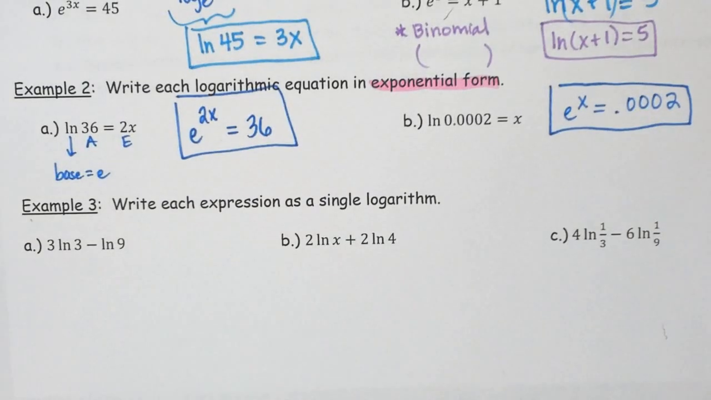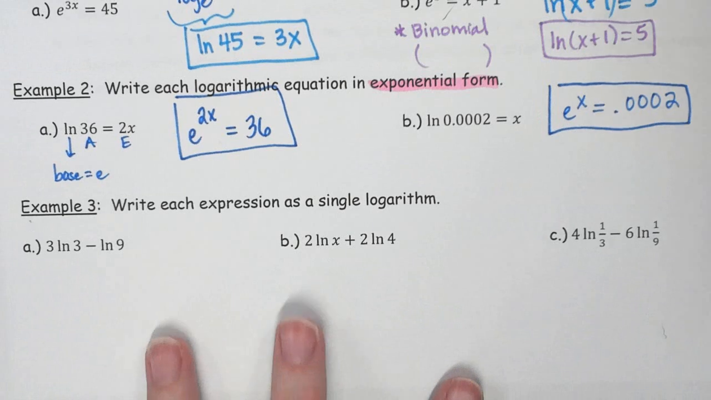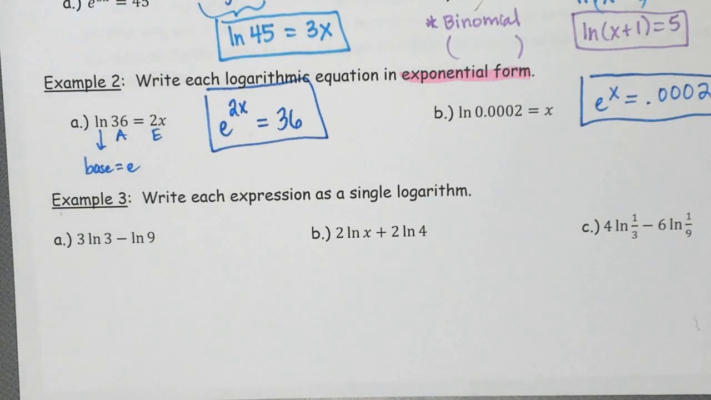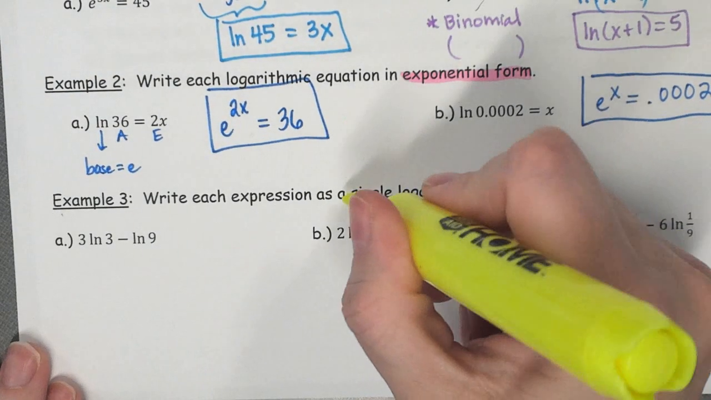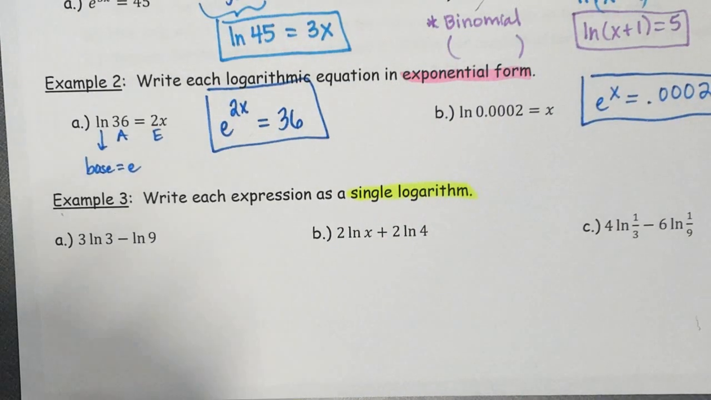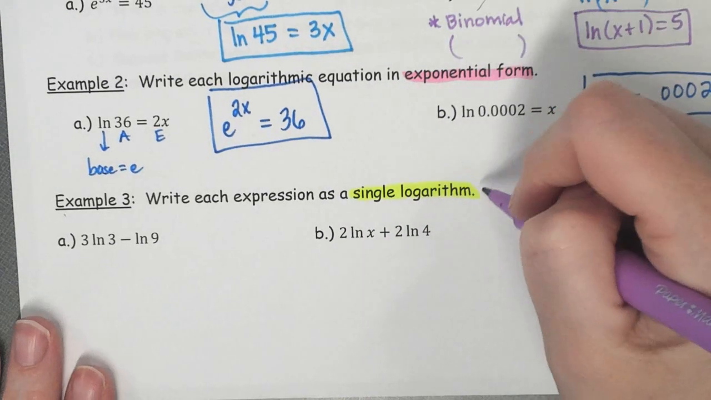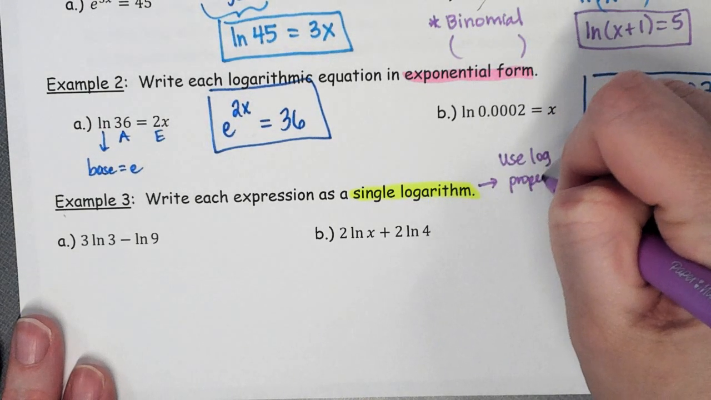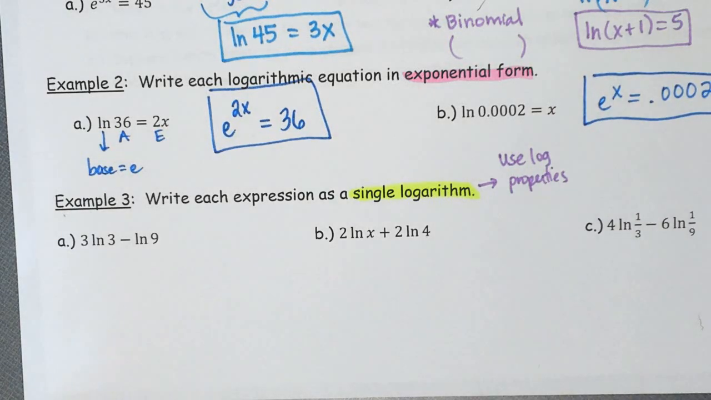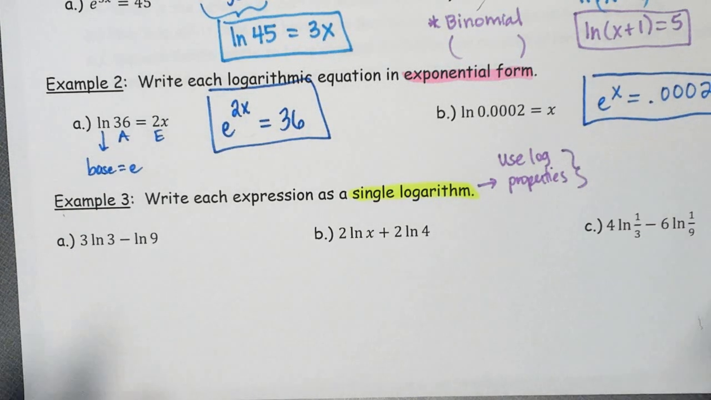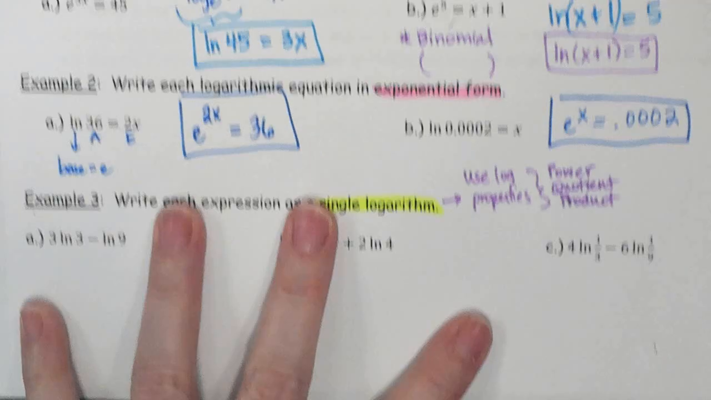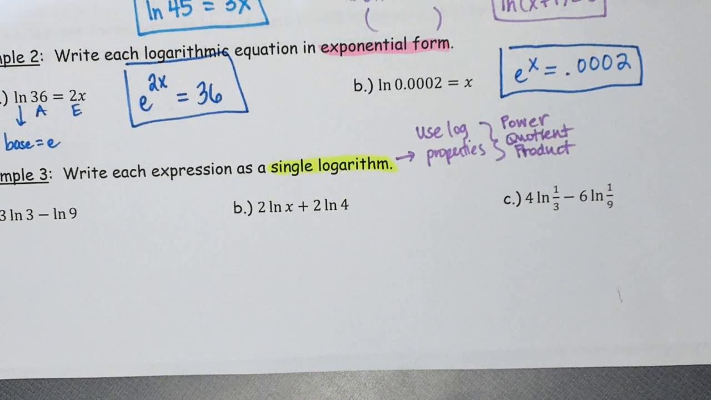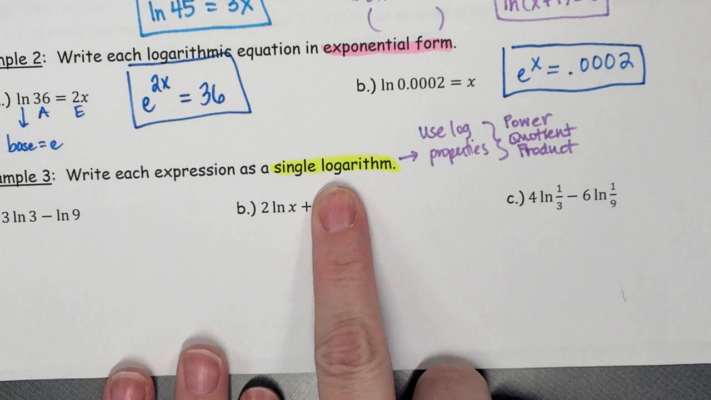Okay, so for example 3, we're going to write each expression as a single logarithm, and we're going to do this using our log properties. So I want you to think for a minute, what are those properties that we talked about? There are 3 of them, and I want you to write them down here. You're going to use the power, the quotient, and the product rule to make these into a single log.